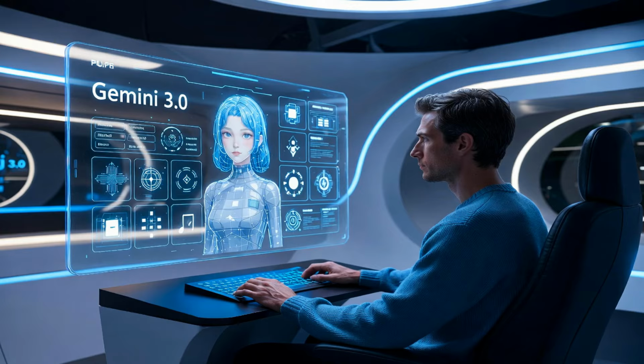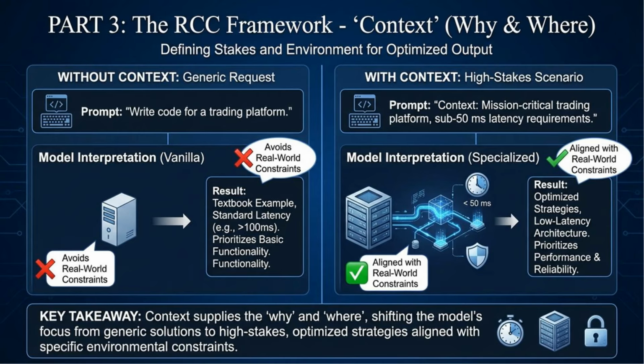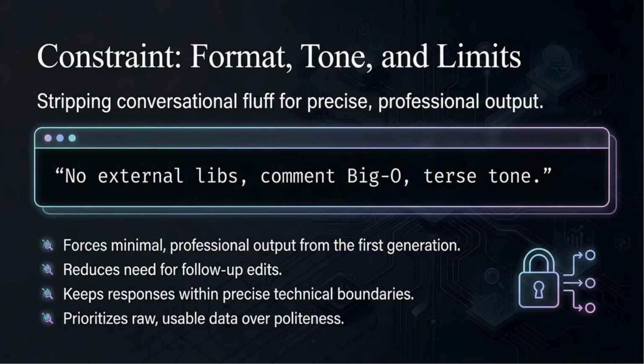The second prompt accesses the enterprise architecture subspace. You are signaling Gemini 3.0 to utilize its most complex reasoning patterns. The context. This is the why and where. You are writing this code for a mission-critical financial trading platform where latency must be under 50 milliseconds. Now the model understands the stakes.